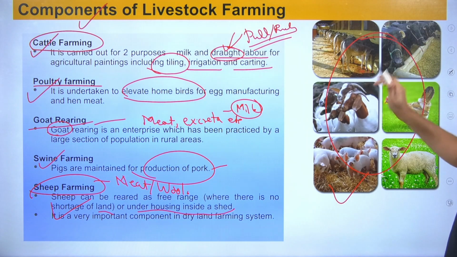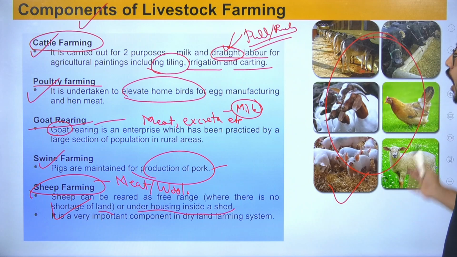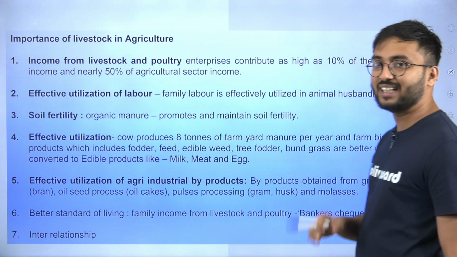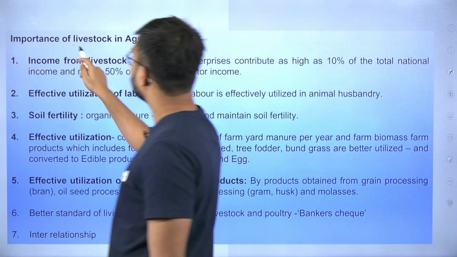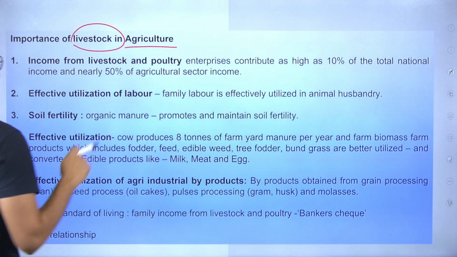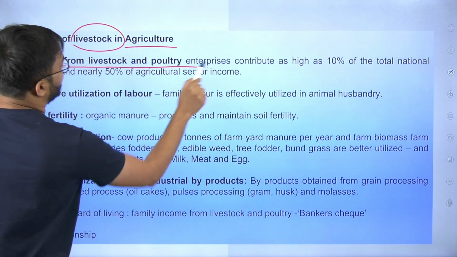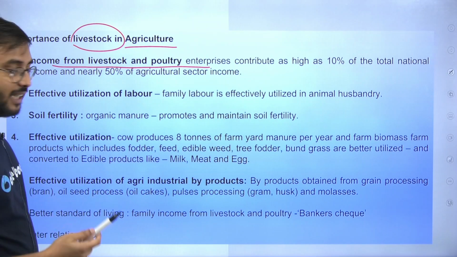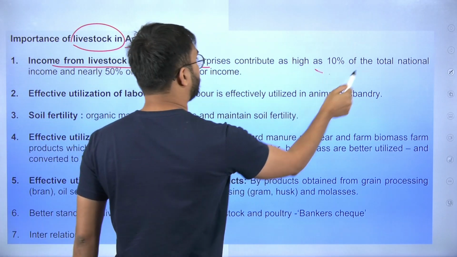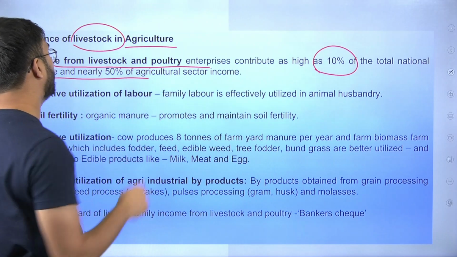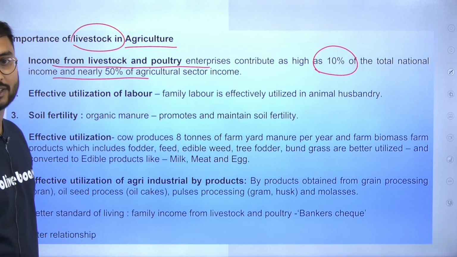So these are the types, or components, of your overall livestock farming. You can pick any one of these components along with your agricultural activity. Now, why is it important that livestock farming could be done along with agriculture? First is the income from livestock and poultry together. It contributes almost 10% of your total national income and nearly 50% of agricultural sectoral income.